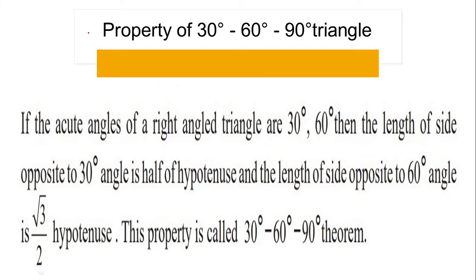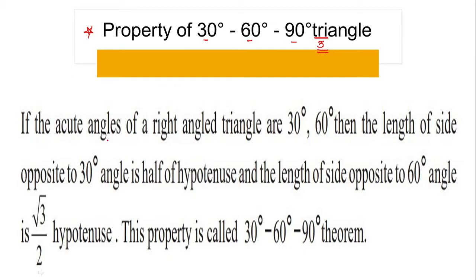Now, our first property is the property of the 30, 60, 90 degree triangle. As everyone knows, triangle means what? Tri means 3. The closed figure which has 3 angles is nothing but a triangle. So, the values of these 3 angles are specified here. One angle is going to be 30, another one is going to be 60, and the third one is going to be 90 degrees. So now let's see what exactly the property is.